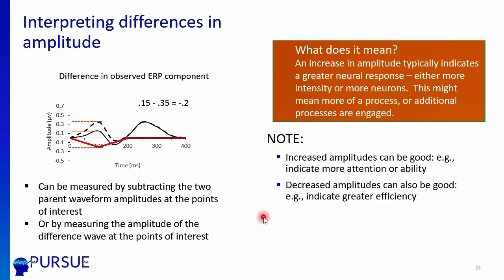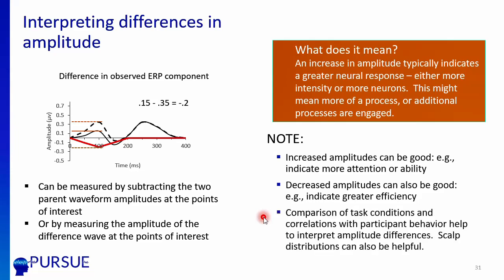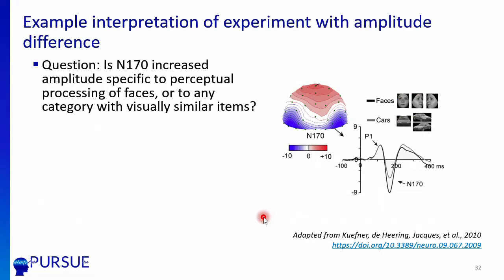So more positive doesn't necessarily mean more activity. It could actually mean the reverse, depending on the depth of the neural generator. So it gets quite complicated. The key here is comparing across the task conditions to interpret. That's what is most helpful. And also looking at the scalp distributions can be helpful as well, which we'll talk about in just a second. Here's an example of interpreting ERP amplitude differences.